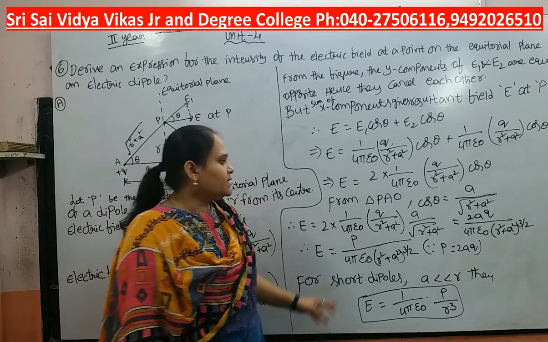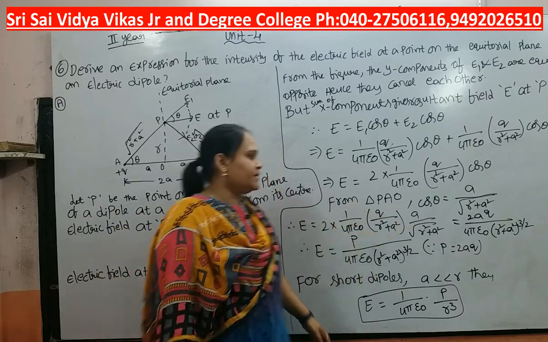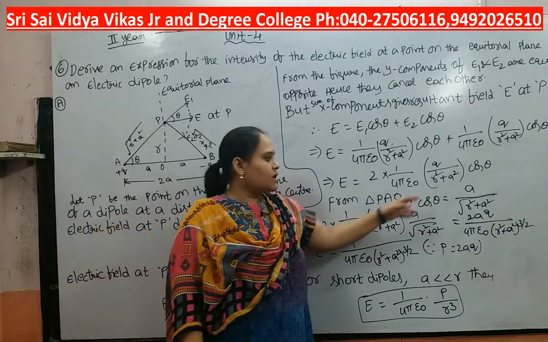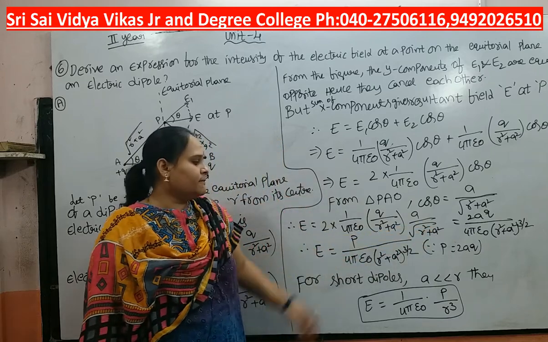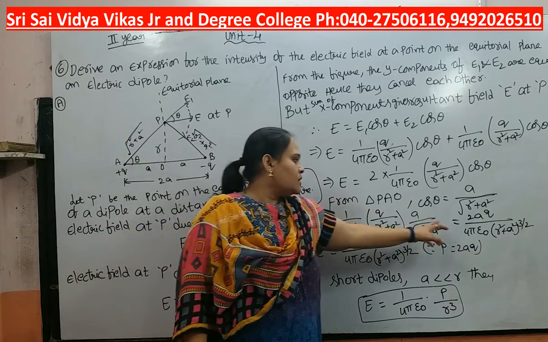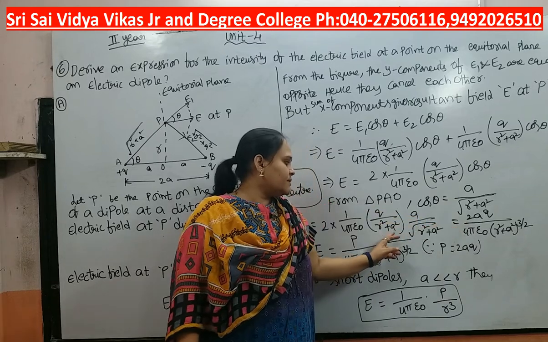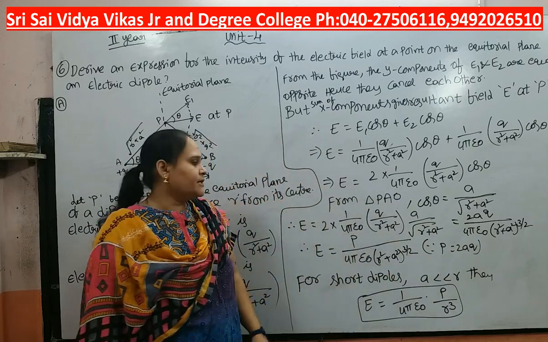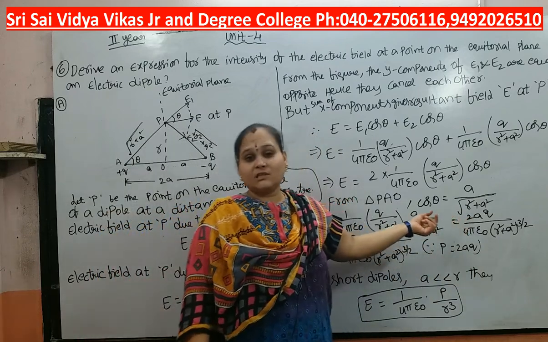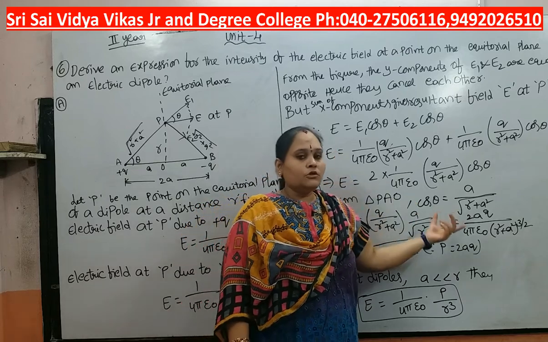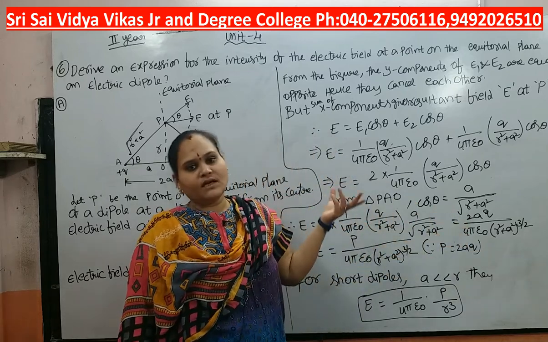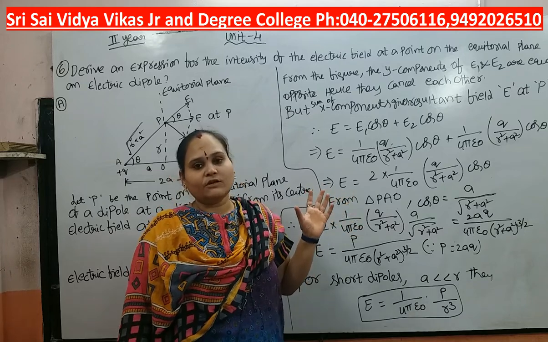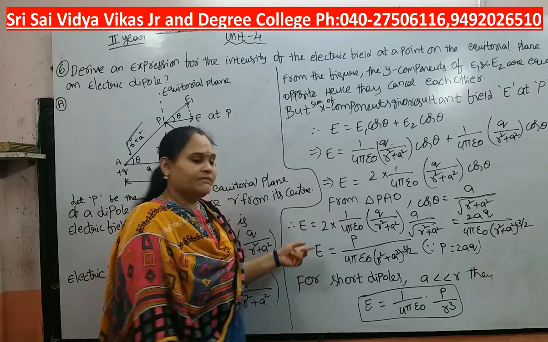But we know from triangle PAO that cos theta equals a by square root of r square plus a square. We substitute the cos theta value in that equation. We get E equal to 2aq by 4 pi epsilon naught into r square plus a square whole power 1 by 2, times r square plus a square, that is r square plus a square whole power 3 by 2. Here 2a is the distance between the two charges, so 2aq, that is 2qa, is equal to the electric dipole moment, P.